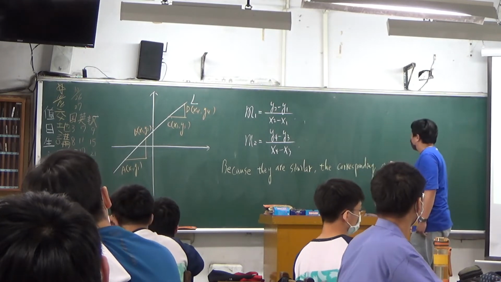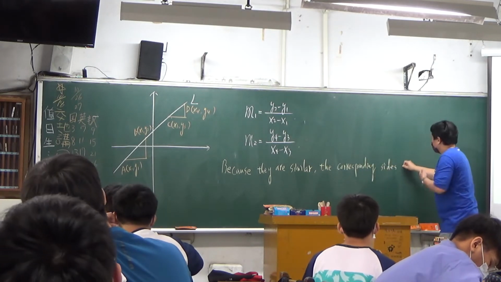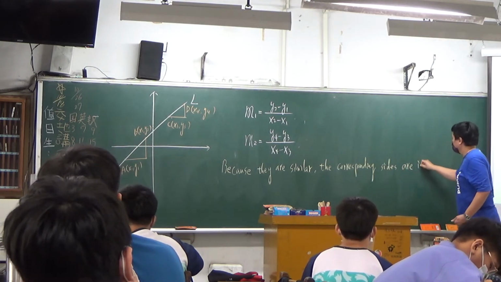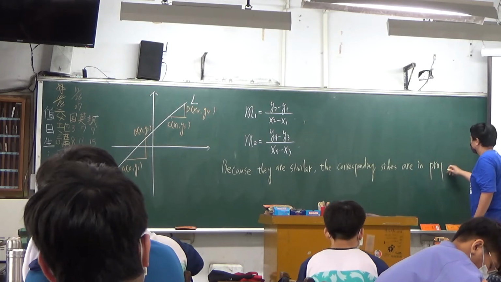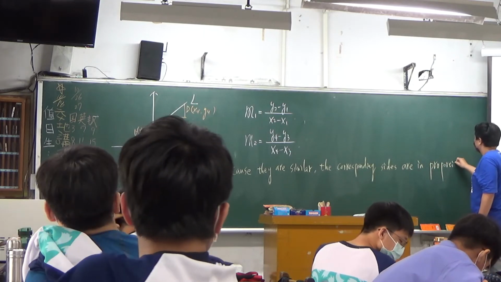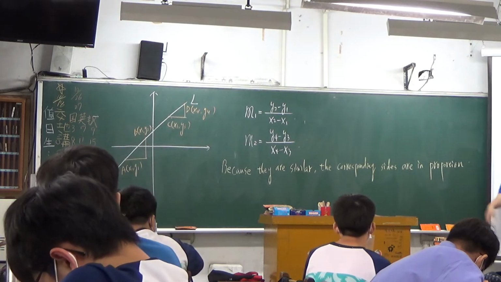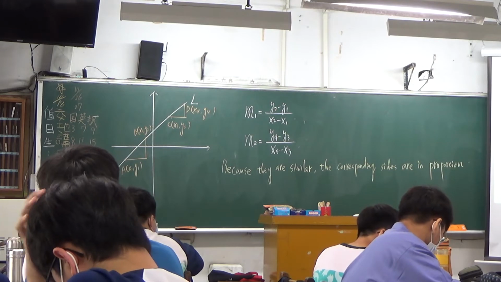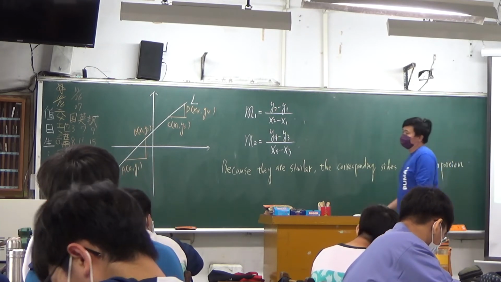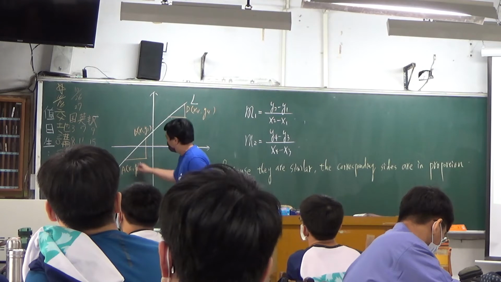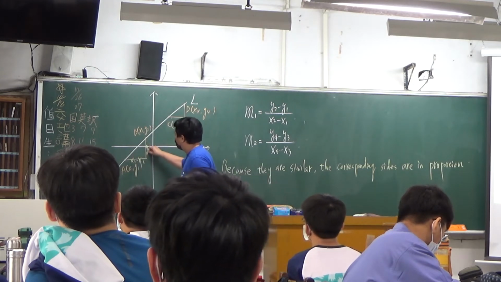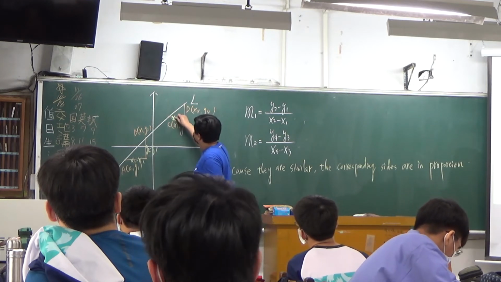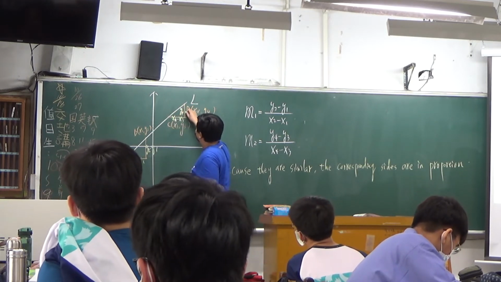The corresponding sides are similar. The corresponding sides are in proportion. So we can get, you can see here, this side is x2 minus x1, this is y2 minus y1, and this is x4 minus x3, this is y4 minus y3.